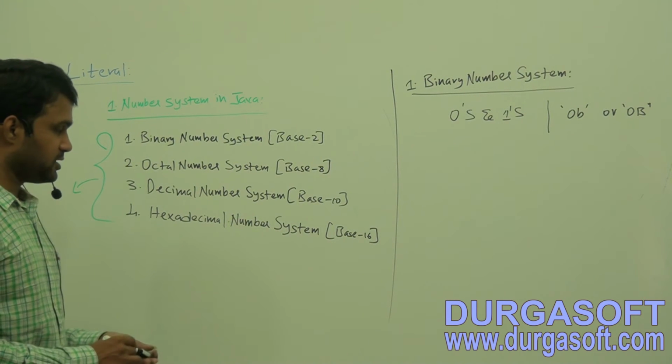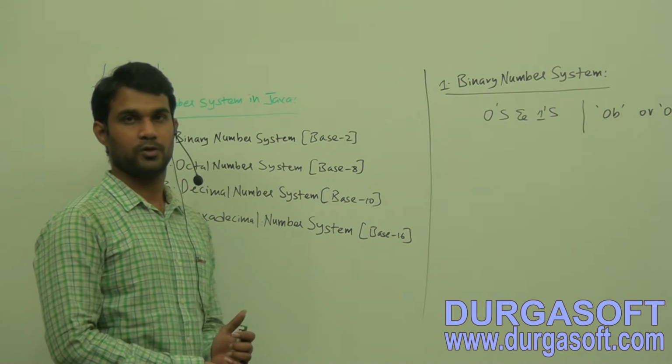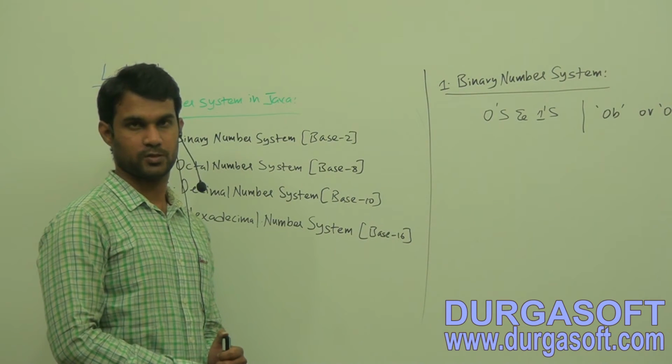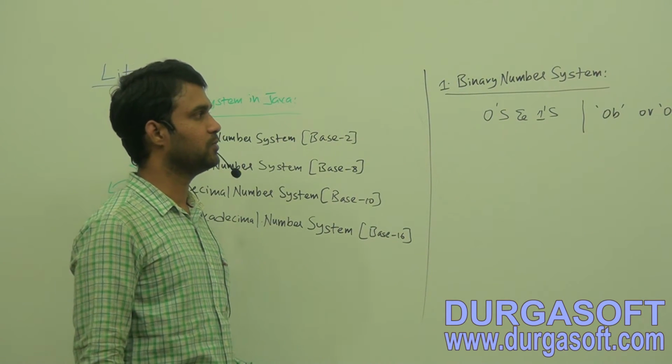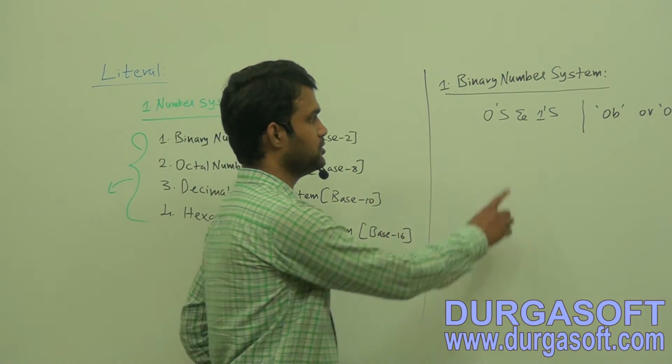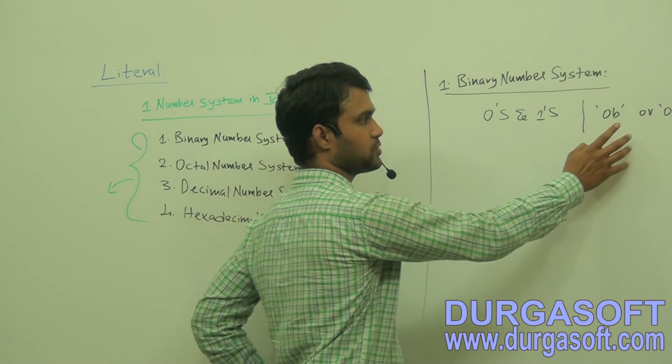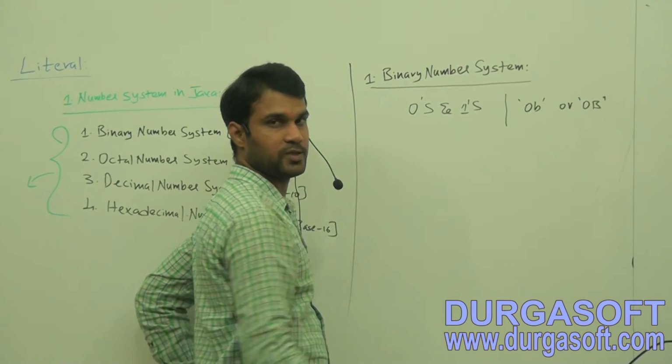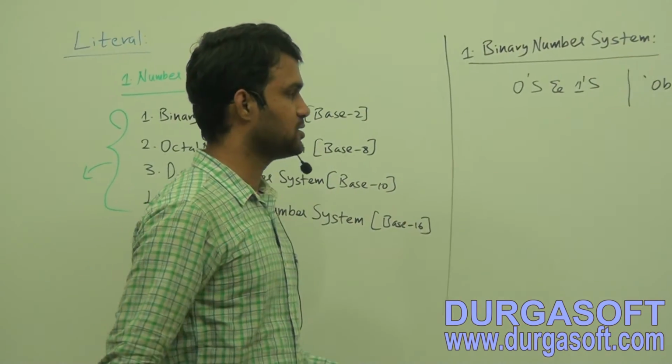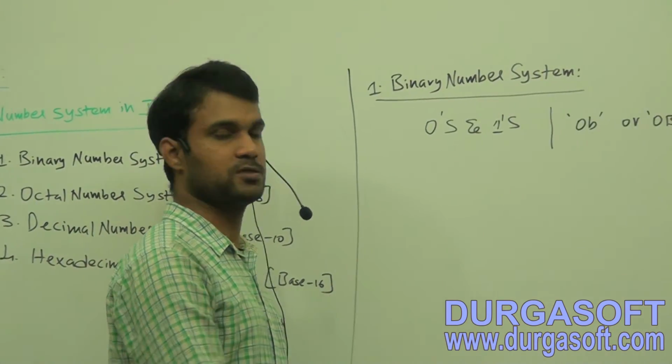So what is the binary number system? If we want to represent a number in the binary number system, then we have to prepare the number by using the symbols zeros and ones, and it has to start with 0b or 0B. That's it. Now, based on the binary number system, we can see some examples.